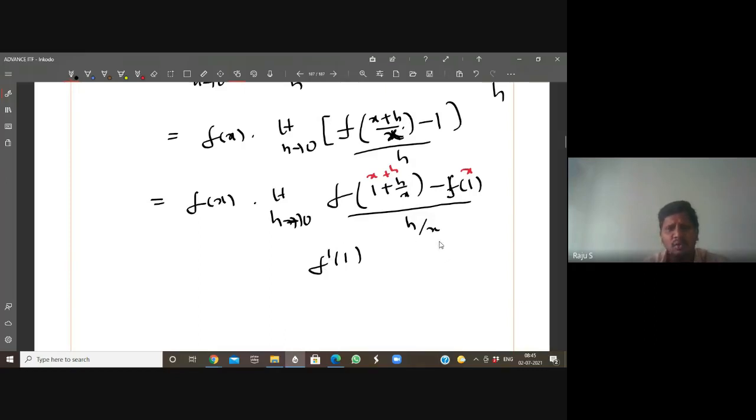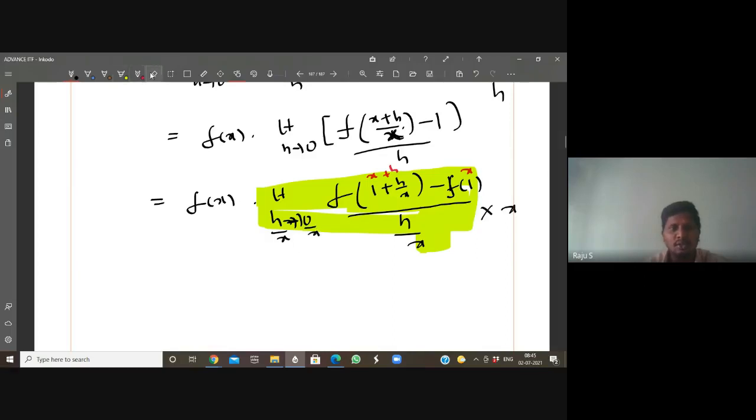Is there any x? No. So for that, what to do? Multiply and divide with x. That's all. So only h is there. So now I want to multiply and divide with x. So h by x into x. Now what do you observe? It is clearly standard form. H tends to 0 or else h by x tends to also 0 by x. 0 by x is 0 alone. So limit h by x tends to 0, f of 1 plus h by x minus f of 1 by h by x, it is in standard form.